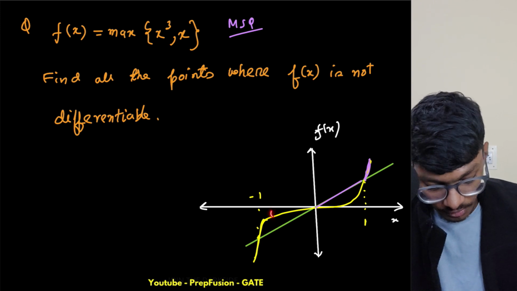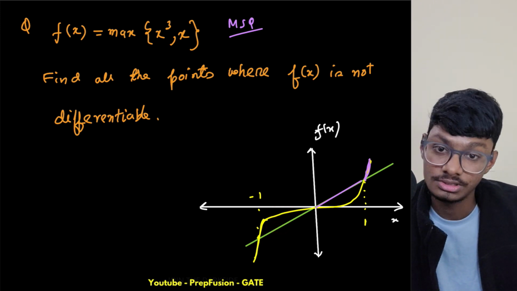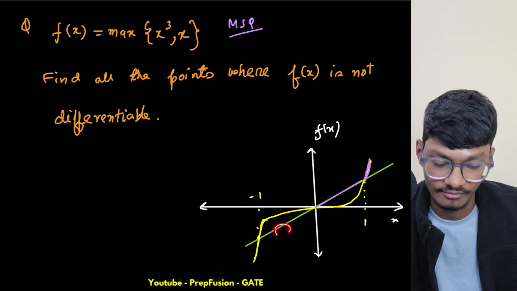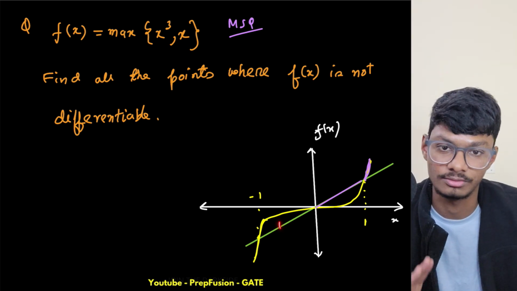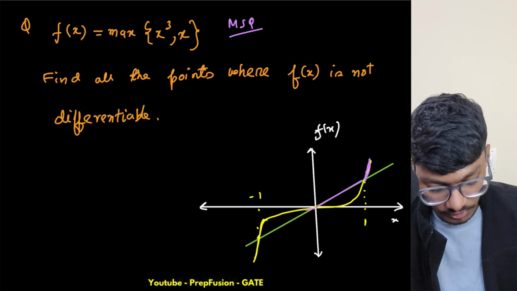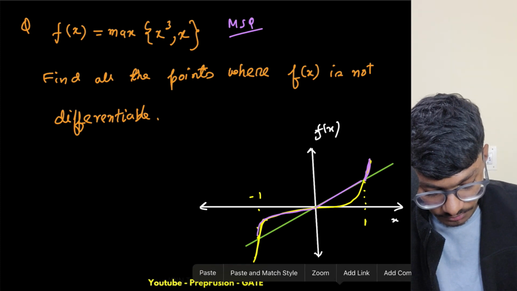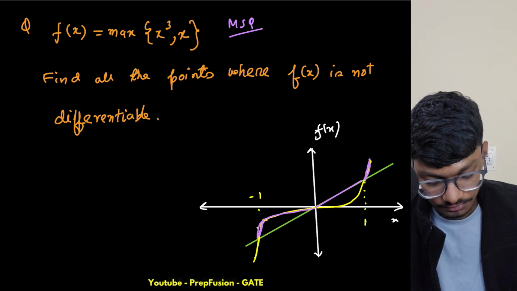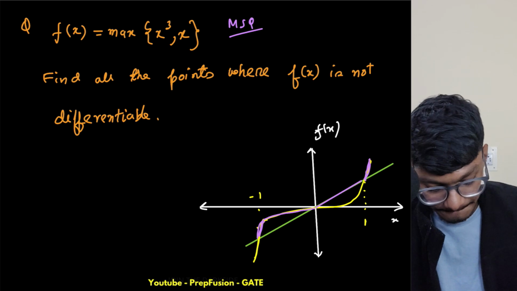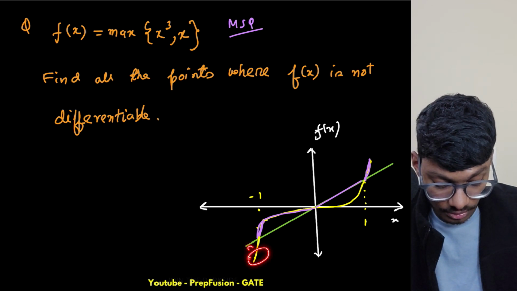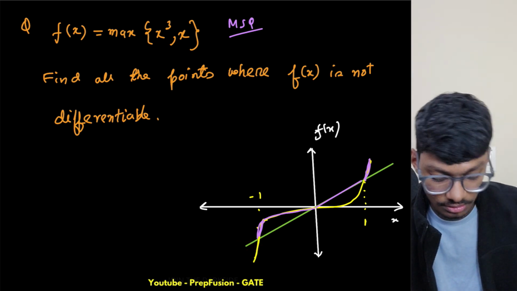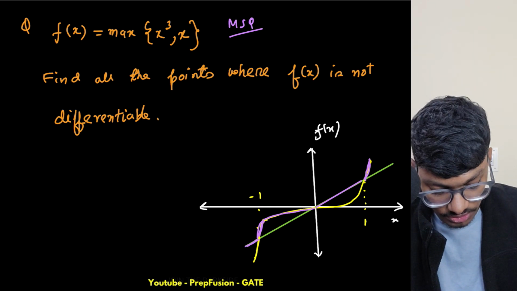Now this part is above this, like the yellow graph is above this green graph, so I will take the cubic. Now this yellow graph is down below the green graph, so I will choose the green graph.